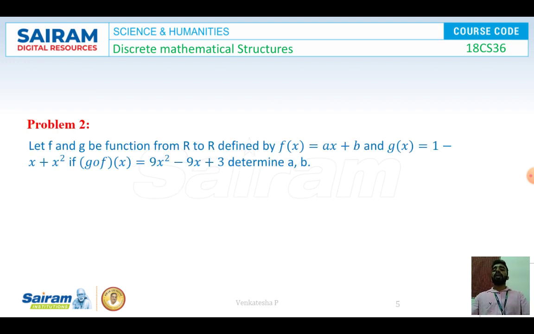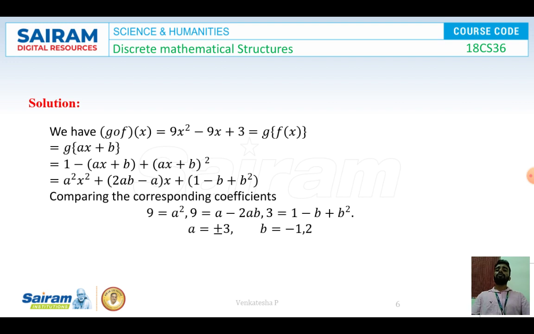Problem number 2. Let f and g be functions from R to R defined by f(x) is equal to ax plus b and g(x) is equal to 1 minus x plus x square. If g o f of x is equal to 9x square minus 9x plus 3, we have to find a and b. First I'm going to find g o f of x from the given f of x and g of x. So we have g o f of x is equal to 9x square minus 9x plus 3. This will be equal to g of f of x, from the given equation.